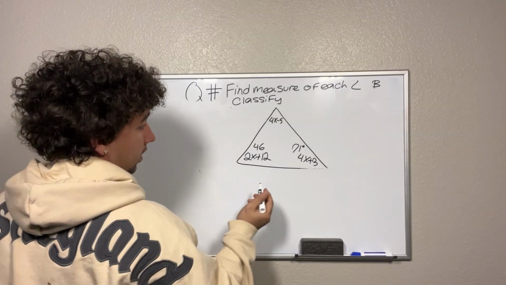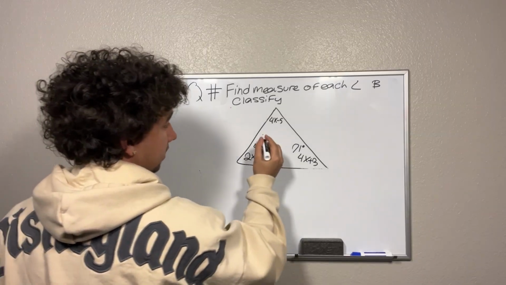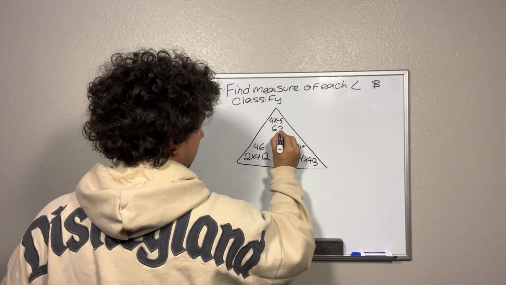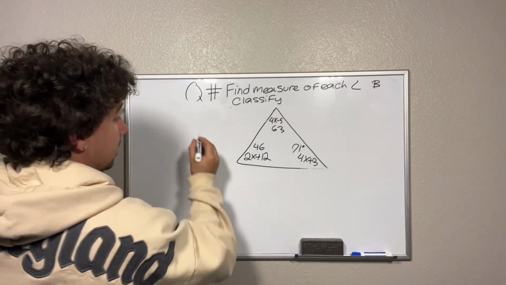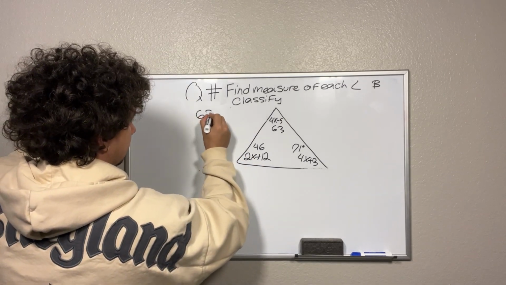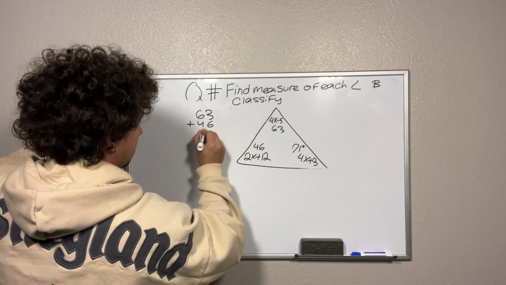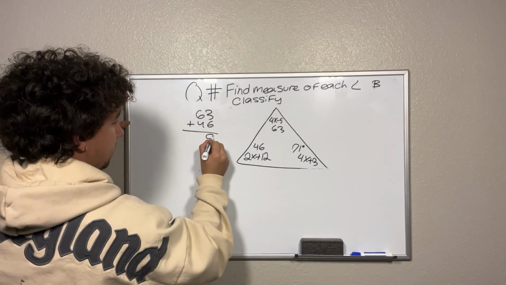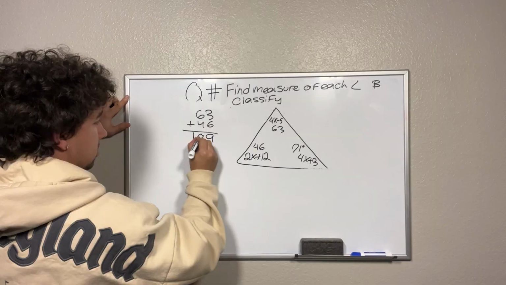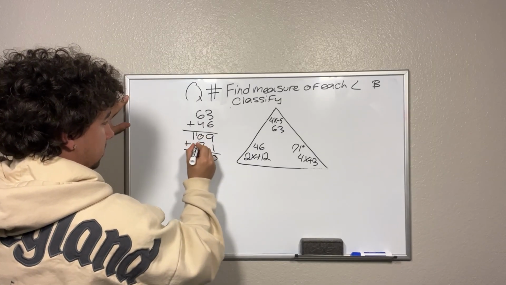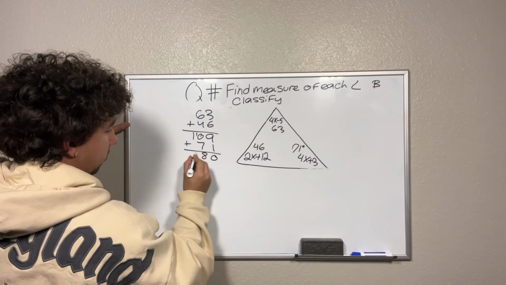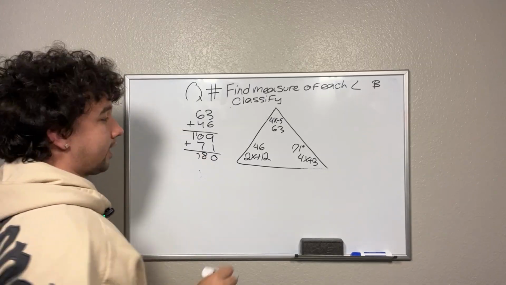17 times 4 again, well, that's 68. But now 68 minus 5, that's gonna be 63. And just for the sake of it, let's add it all up and let's see if it equals 180 in the first place. So 63 plus 46, well, 3 plus 6 is 9. 6 plus 4 is 10, plus 71. 9 plus 1 is 10, you carry the 1, 0 plus 7 is 7, plus 1 is 8, and then 1. 180 degrees, well, you ought to look at that.